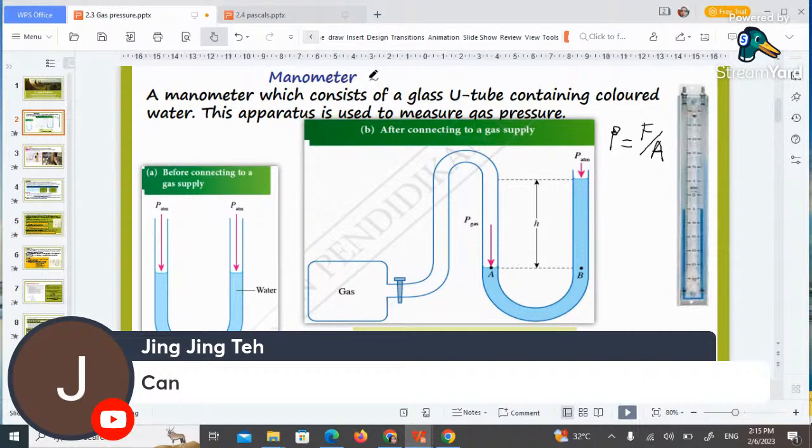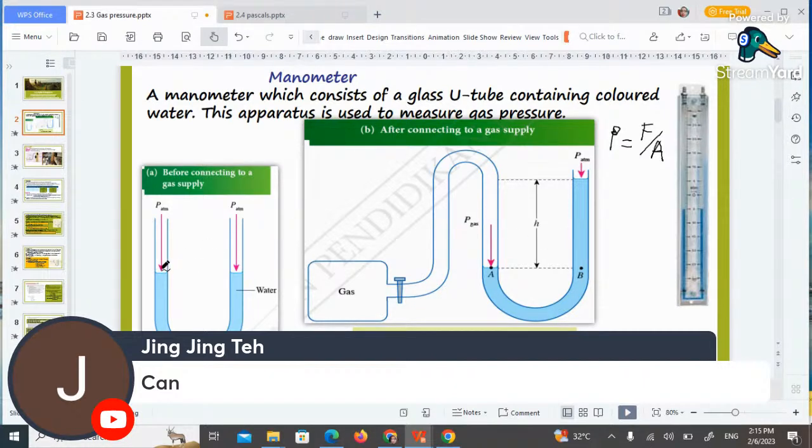Okay, the instrument that can be used to determine gas pressure is the manometer or U-tube. You can see from here the arrangement. This is a U-tube filled with water. It can be filled with other liquid, something like mercury. Then it is connected to the gas container. Once the tap of this container is on, the gas will be released out. You can see the level of the liquid in the U-tube. This part will be pushed down and this part will rise.